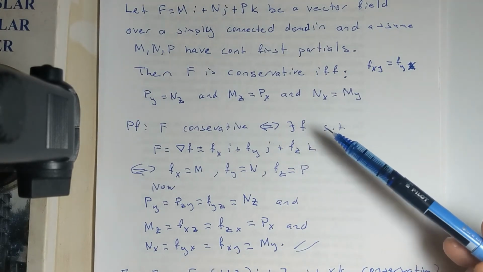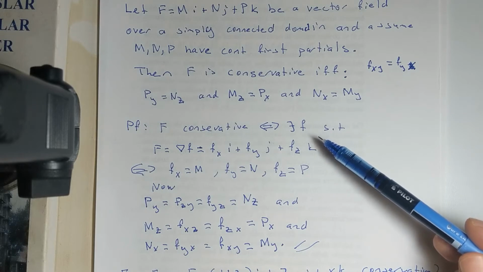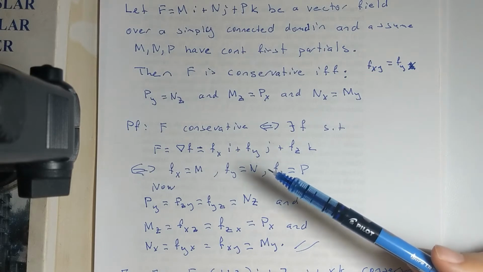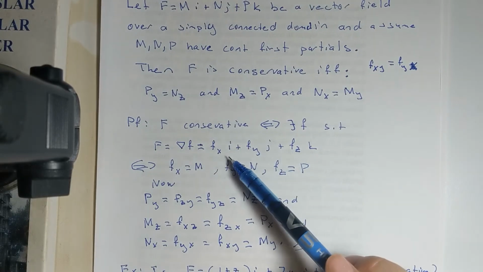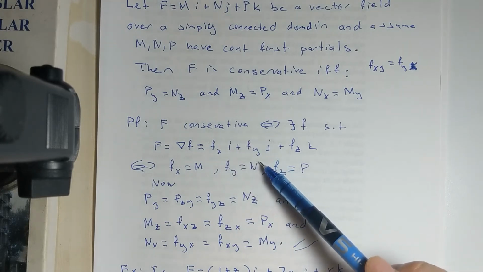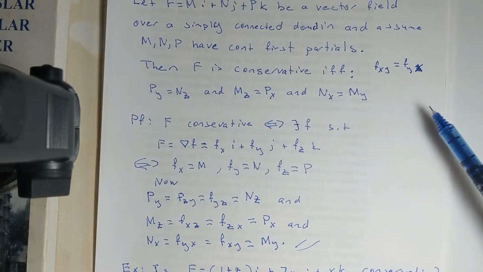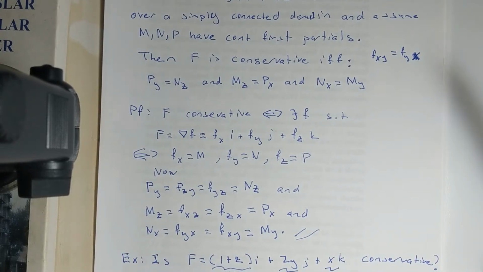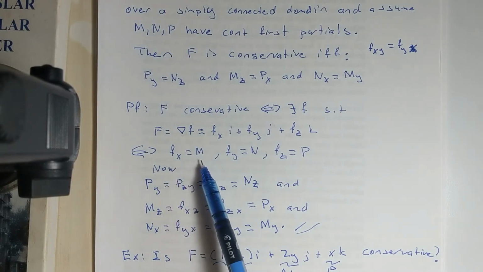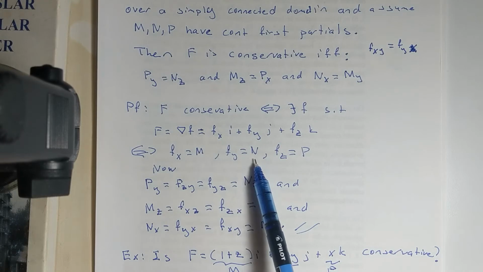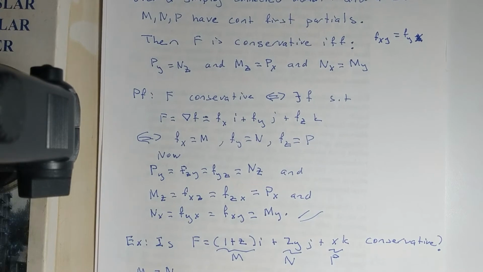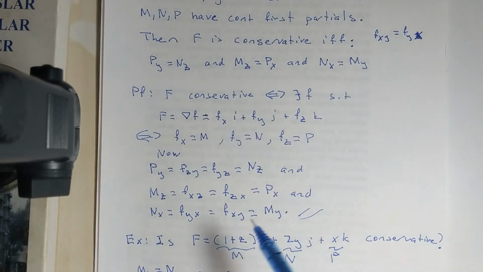Now, F is conservative if and only if there's a potential function, small f, such that big F is equal to the gradient of small f. In other words, big F is small f sub x i plus small f sub y j plus small f sub z k, okay? In which case, we automatically deduce that F is going to be conservative if and only if f sub x is equal to M, f sub y is equal to N, and f sub z is equal to P. Once you write this, the theorem is free, okay? Why? Because what do we get?